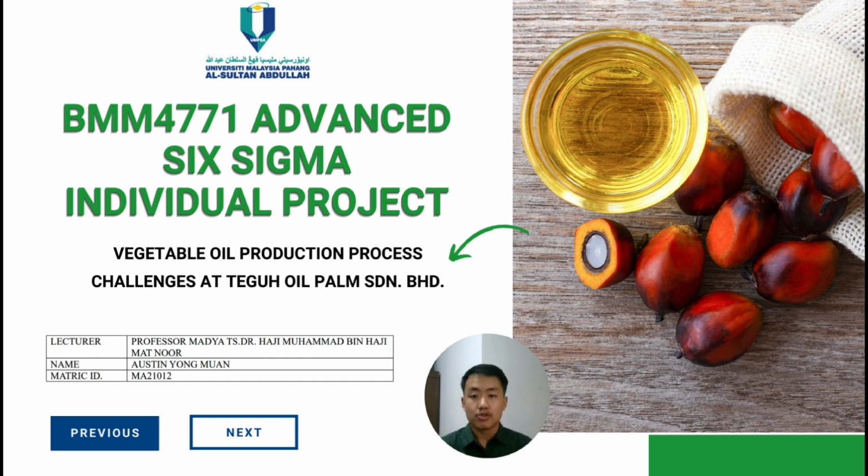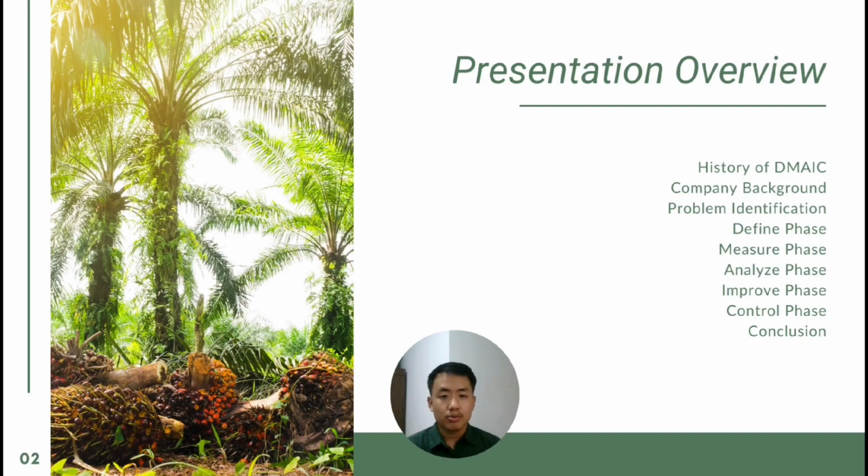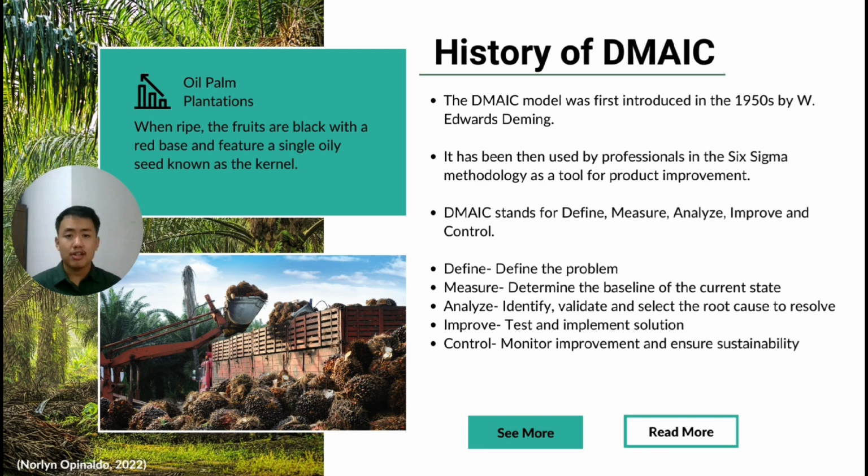So today I will present my individual project, which is the vegetable oil production process challenge at the Teguh Oil Palm Plantations Berhad. And here is my presentation overview, which includes history of DMAIC, company background, problem identification, define phase, measure, analyze, improve, and control phase. The DMAIC model was first introduced in 1950 by W. Edward Deming. So DMAIC stands for define, measure, analyze, improve, and control.